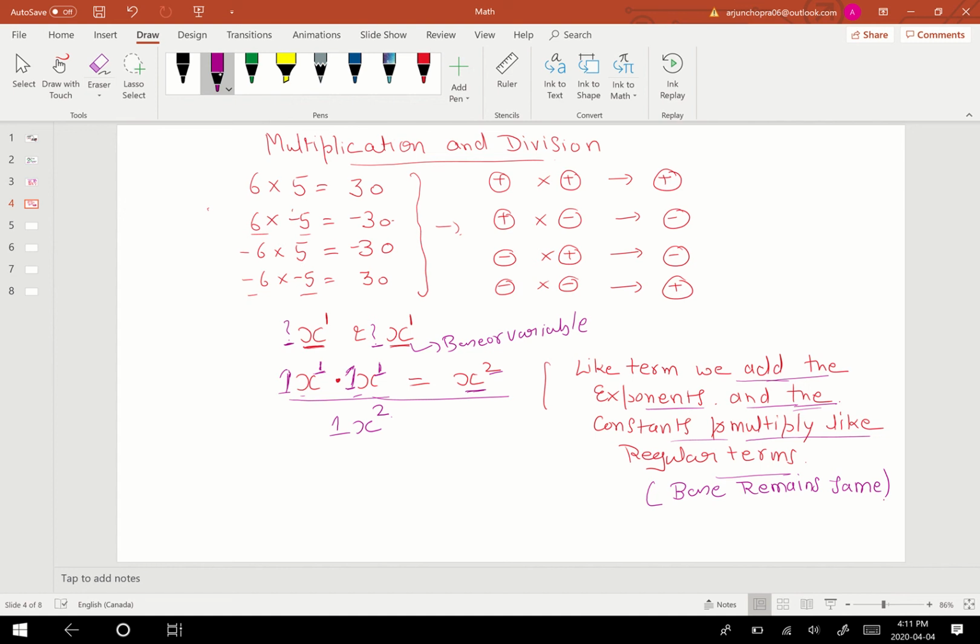So again, let's look at another example. 2x square times 3x square. In this case, we will apply 2 times 3, which is 6, and the exponents will add up. 2 plus 2 gives me 6x raised to the power 4. So this looks pretty straightforward.